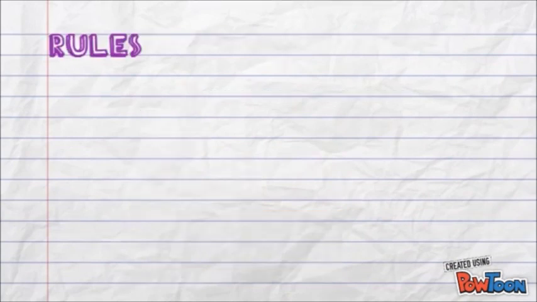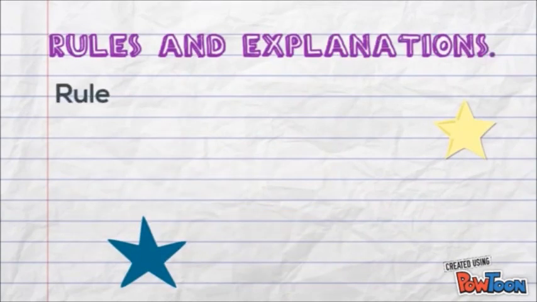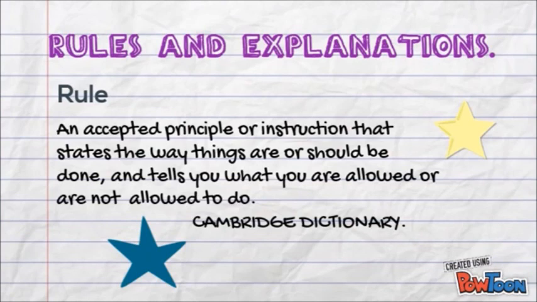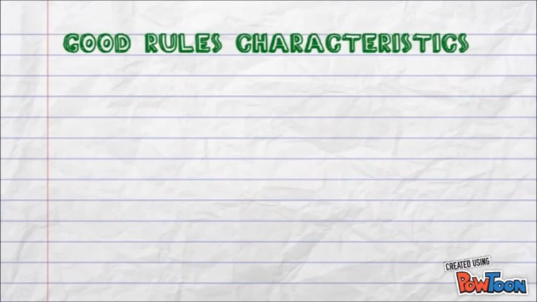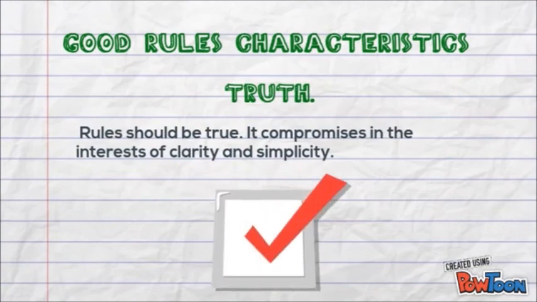Rules and explanations. According to the Cambridge Dictionary, a rule is an accepted principle or instruction that states the way things are done or should be done, and tells you what you are allowed or not allowed to do. Let's see what characteristics a good rule should have. The first one is truth. Rules should be true, although they compromise in the interest of clarity and simplicity.